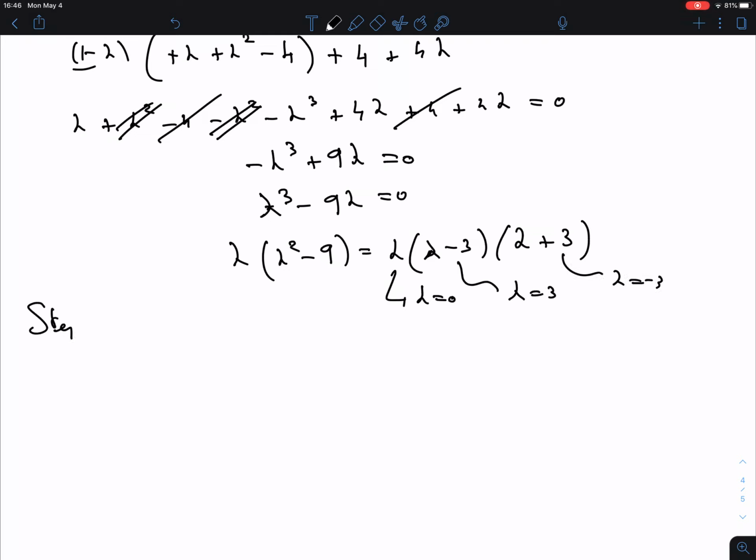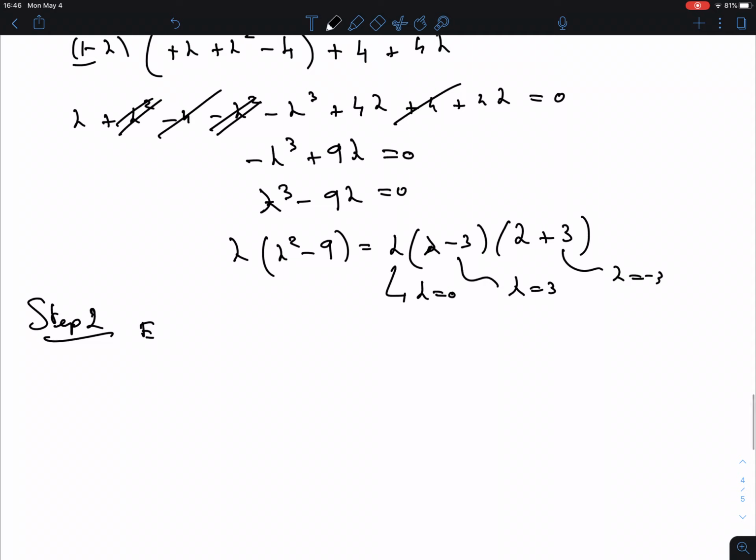Step 2, eigenspaces. What is going to happen now is we're going to have three different eigenvalues, so three different eigenvectors, and those are going to be orthogonal already. So we don't have to worry that the matrix will be an orthogonal matrix after we normalize them. Okay, so let's do that. Step 1, eigenspace for lambda equals 0.